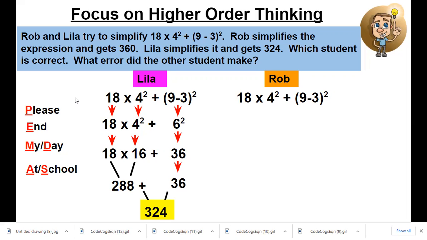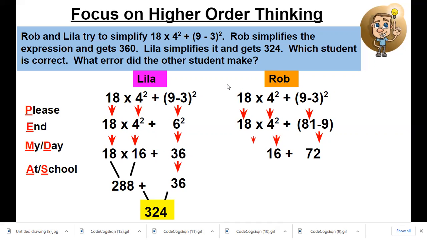Now let's see about Rob. What did he do? Okay, he did what was in parentheses first. Well, he squared 9 and he squared 3. And then he brought down the rest. And then he did what's in the parentheses, 81 minus 9, which is 72. And then he did the 4 squared, that's 16. And he brought down the 18 times. Now he did multiplying 18 times 16, and he got 288. And then he brings down his 72. His answer was 360. Who made a mistake?